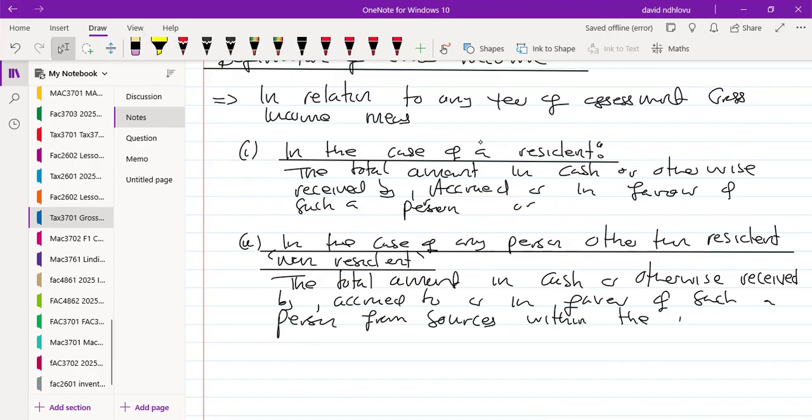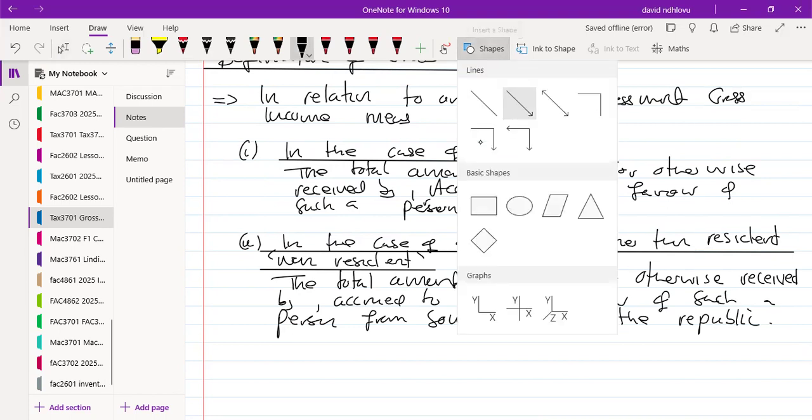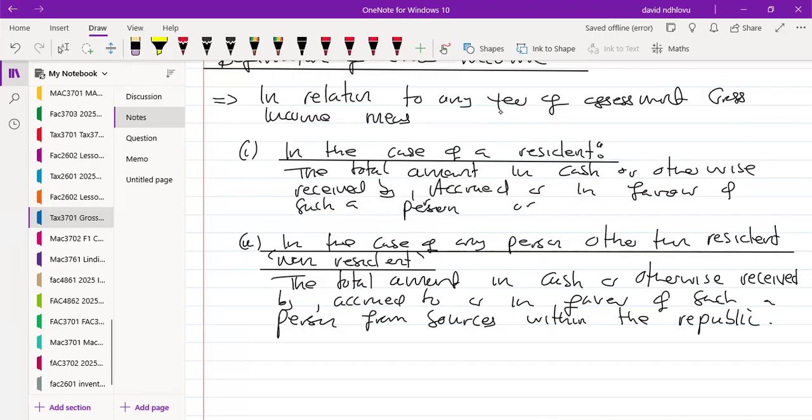Remember, non-residents are taxed on income from South Africa. So we had to specify that for non-residents, we are specifically saying on income sourced within the Republic. But in the case of a resident, we are not specifying anything. So we just say any income that you receive, which means income from any source that you receive within a particular year. Right. So the definition is divided in two parts.